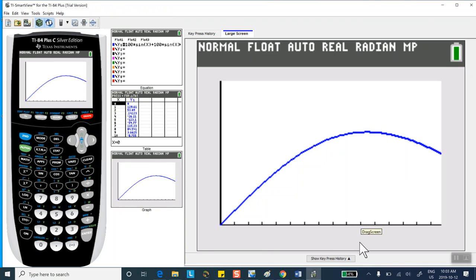Approximately this point is 1. This is 1. 10 of these subdivisions. 1, 2, 3, 4, 5, 6, 7, 8, 9, 10. And I made these subdivisions 0.1. Remember I changed the X scale. So where the thing is maximum is about 1 radian.